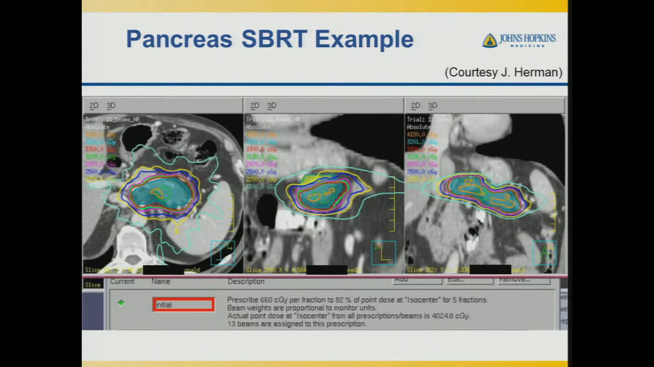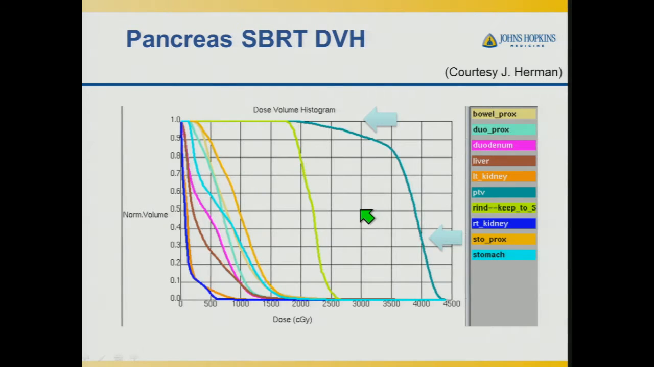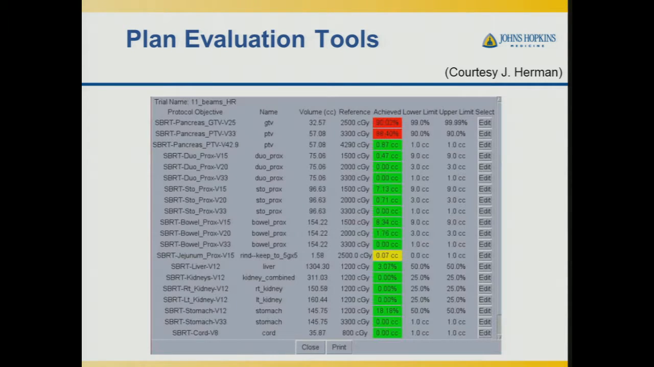This is just an example from Joe Herman for a pancreas SBRT case. Again, you can see that they have very tight dose gradients around the abdominal structures. And one thing to keep in mind for pancreas, we're very surrounded by the abdominal OARs, and so you may not see the really great coverage that you're used to seeing in an IMRT plan. You will have to make some sacrifices for these abdominal structures.